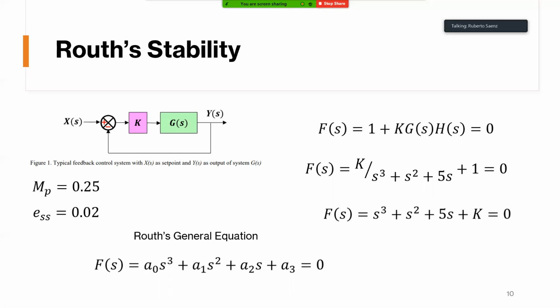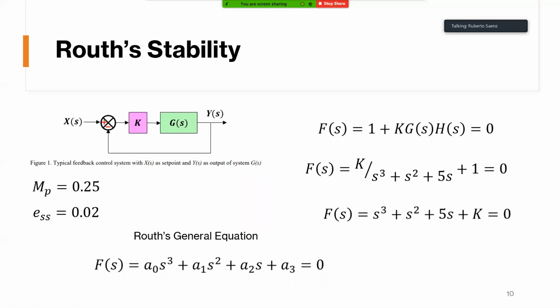So the equation for root stability criterion is f of s equals 1 plus kg of s times h of s, which is equal to 0. Substituting that into our equation, we end up getting f of s is equal to s cubed plus s squared plus 5s plus k equals 0.